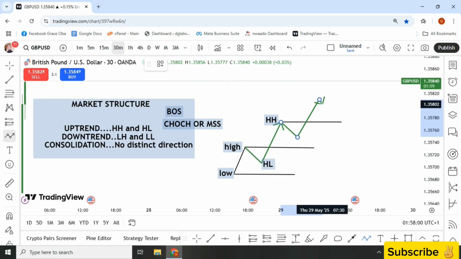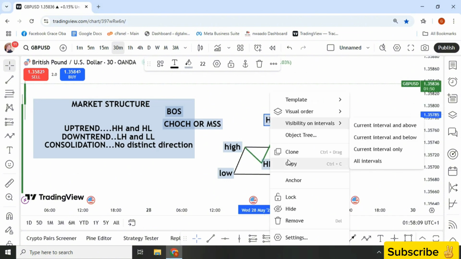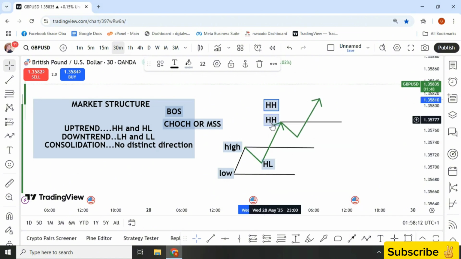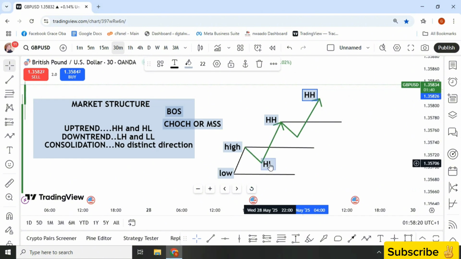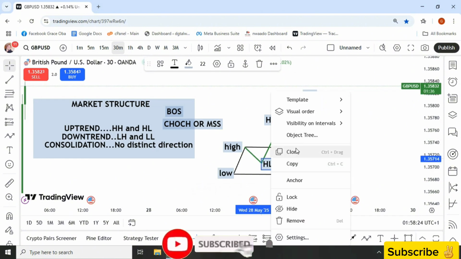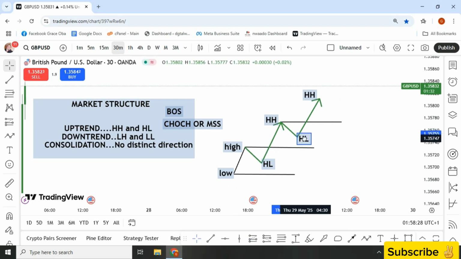right? You now observe that there's a new high here. So automatically this stopped being the higher high. This now becomes the new higher high, right? And this becomes the new higher low, right?